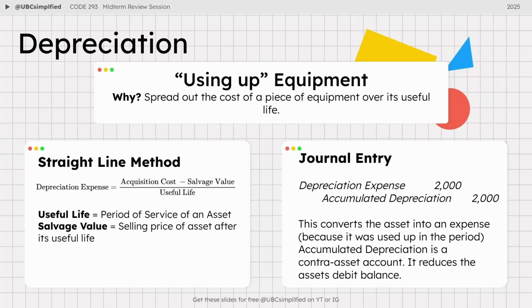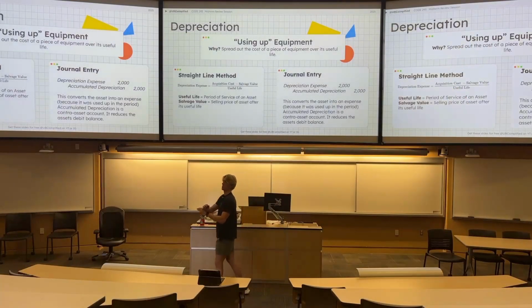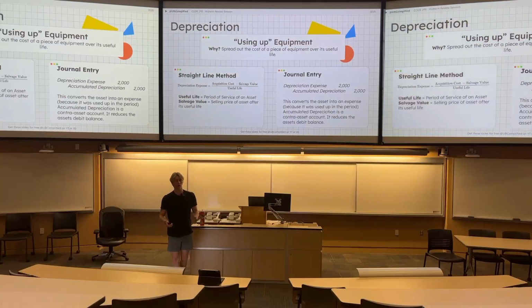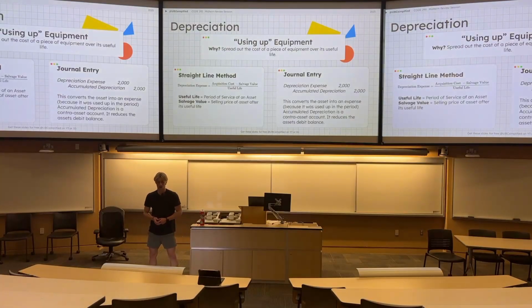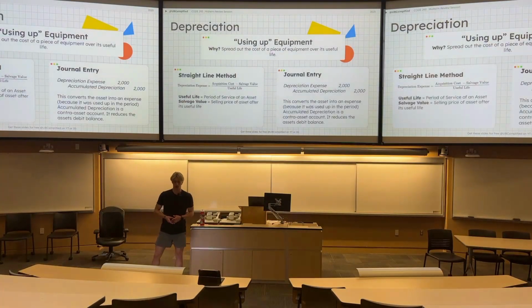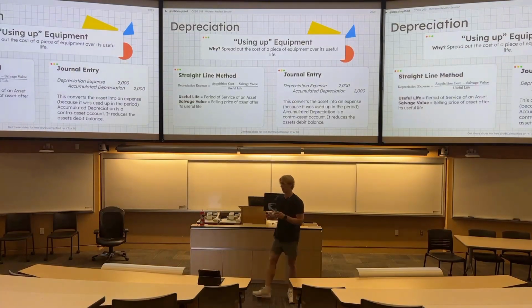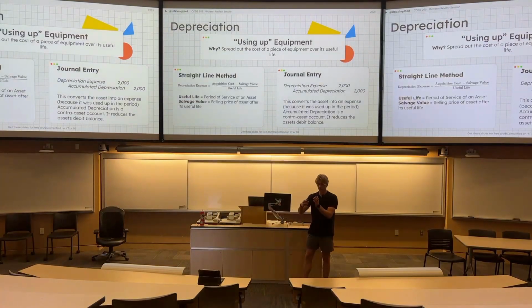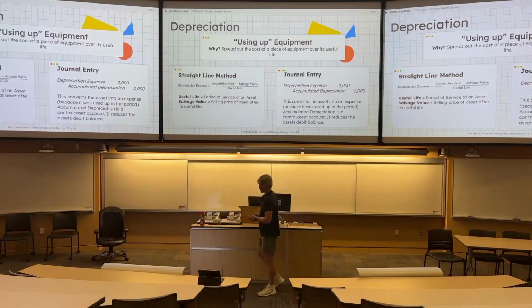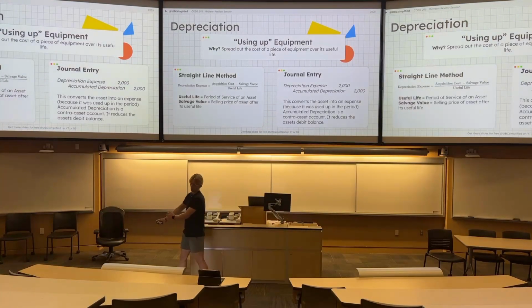Okay, so depreciation is not the value of your current assets. It's not what their resale value is. Essentially, it's a way to spread out an asset or equipment over its useful life. And we normally use the straight line method, which is pretty much you take however much that equipment cost you, and then its salvage value, like the selling price after its useful life, and then you divide that by its useful life.